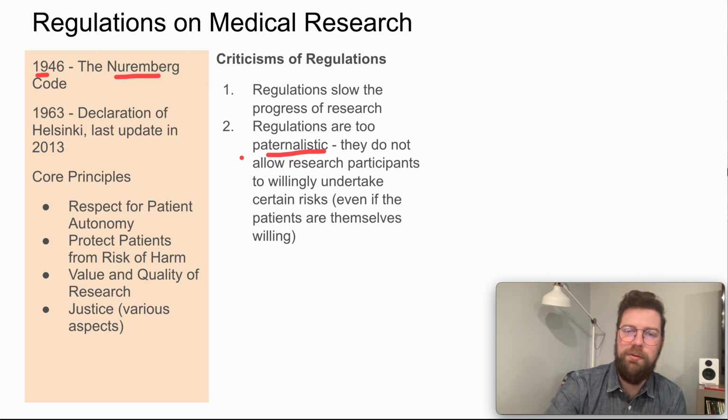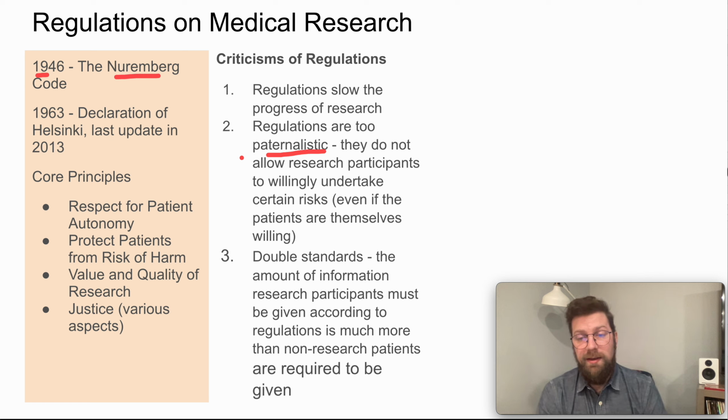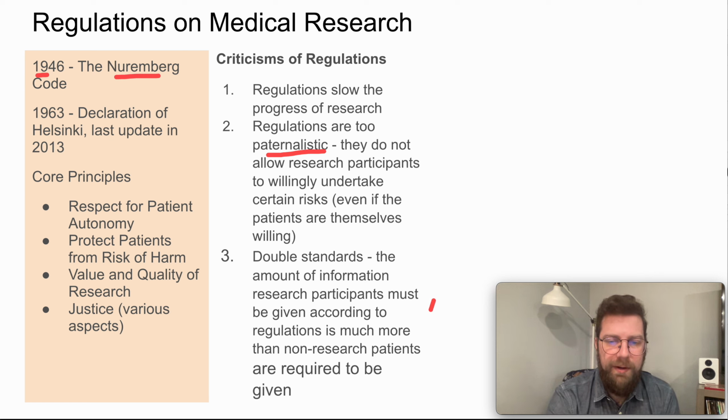Right? So that's a criticism of these sorts of codes. And a final one is that there is inconsistency. So some people say that there's a double standard going on, because the amount of information and consent and double checking that researchers are required to give to research participants is a much more stringent standard than the kind of consent and information we have to receive and give to a standard patient. So this is yet another concern about current research regulations.